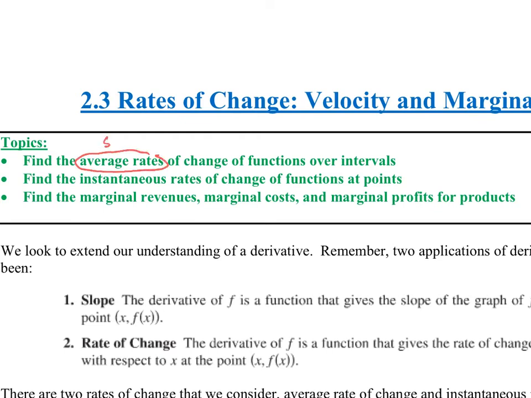Average rate of change is the slope of the secant line. It's super easy. Average rate of change is just change in y over change in x, y2 minus y1 over x2 minus x1. That is the average rate of change. And we're going to compare that to instantaneous rate of change. Instantaneous rate of change is the derivative, which is the slope of the tangent line or the slope of the graph at 1 point. So average, just do the typical slope formula. For instantaneous, you're going to do the derivative.